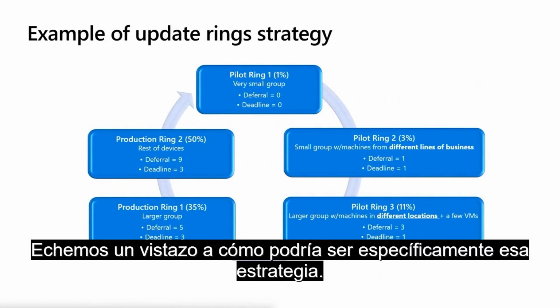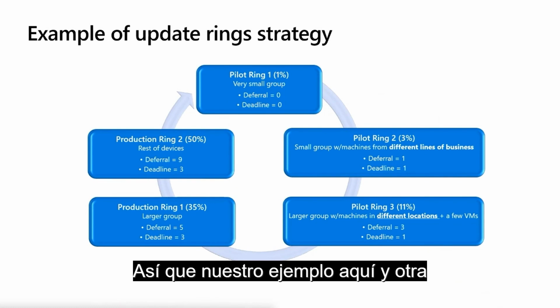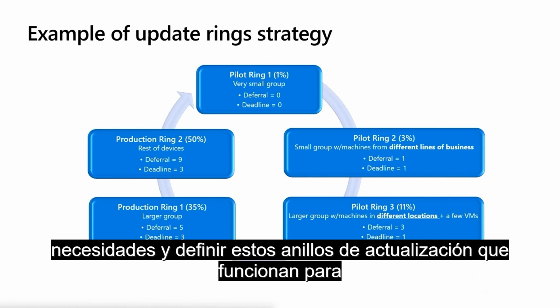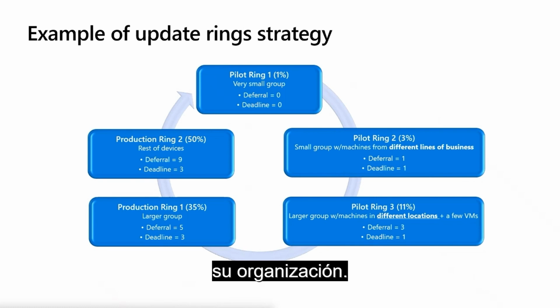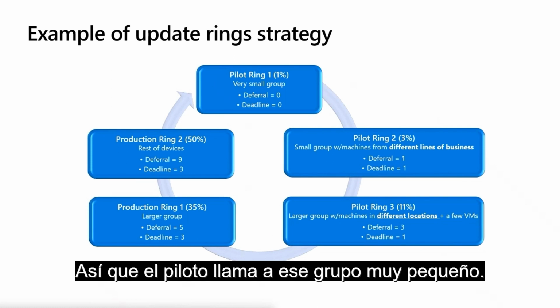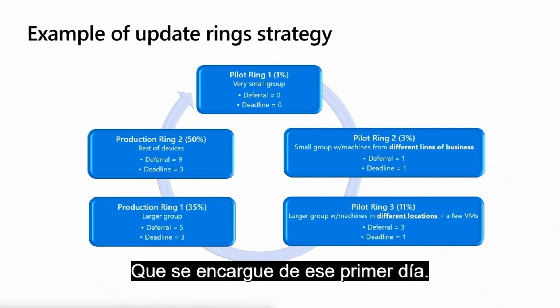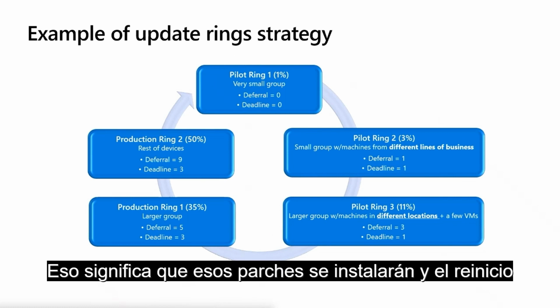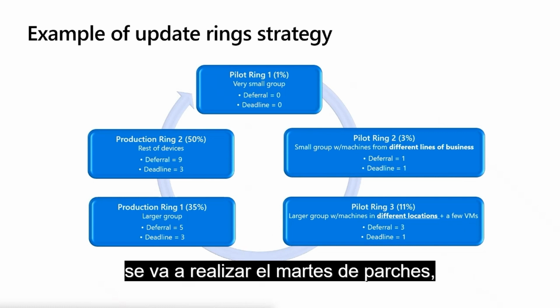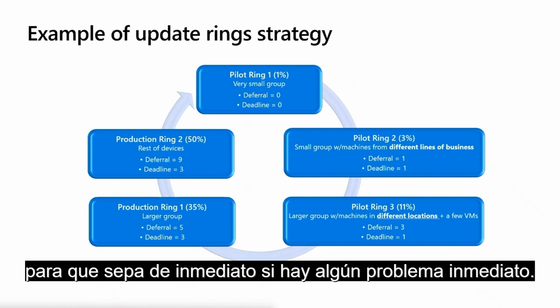So let's take a look at what that strategy might specifically look like. This example right here, and again, this is just an example. You're going to look at your organization, your needs, and define these update rings that work for your organization. So the pilot ring, that very small group, get that taken care of that first day. Deferral is 0. The deadline is 0. That means those patches are going to install and the reboot is going to happen on Patch Tuesday. So you know right away if there's any immediate issues.